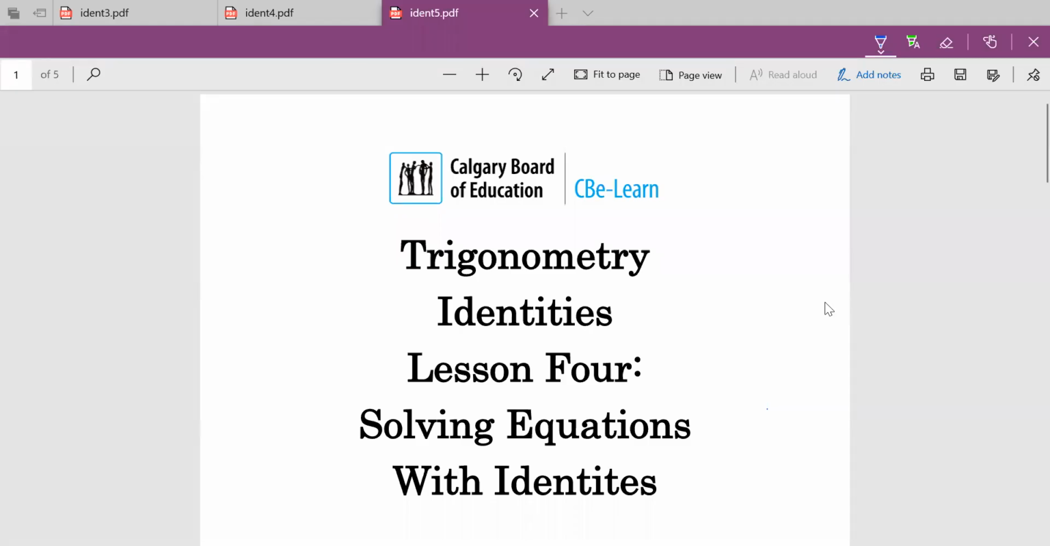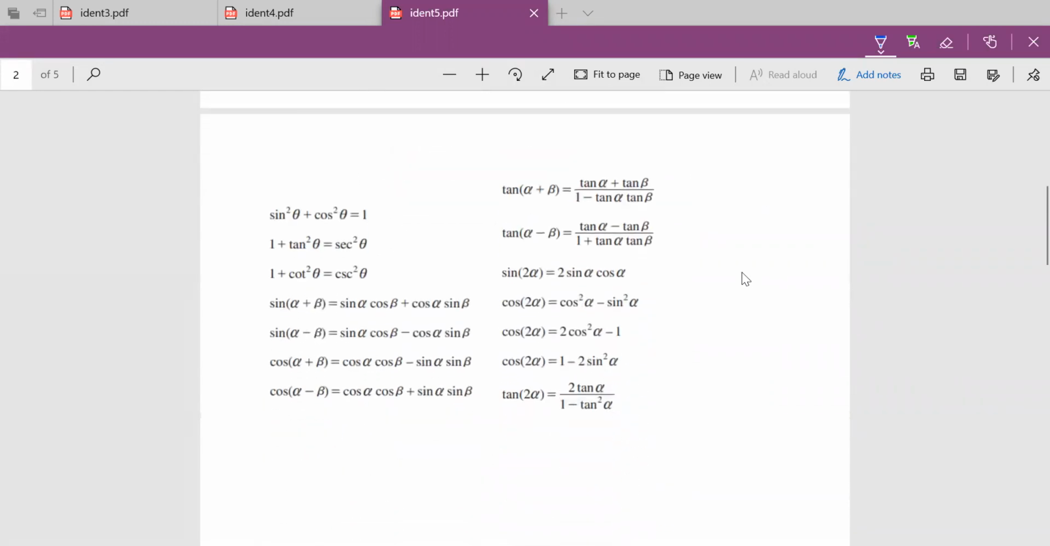Hello, Math 30-1s. This is the last lesson in trig identities. This one is about solving equations with identities. What we will do is always keep our formula sheet beside us. We're going to utilize these identities when we're solving an equation. Let's take a peek at one.